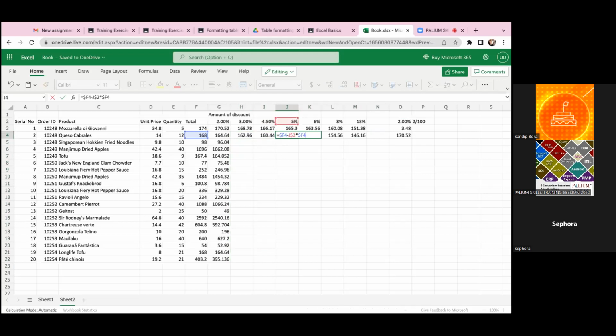So what has happened? I has now become J, but I2 has become J2. My second row is fixed. That's why $2. Got it?